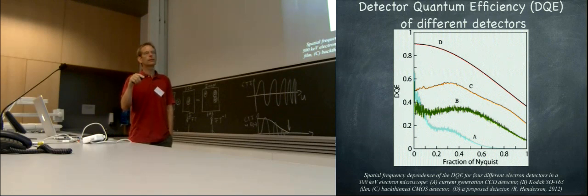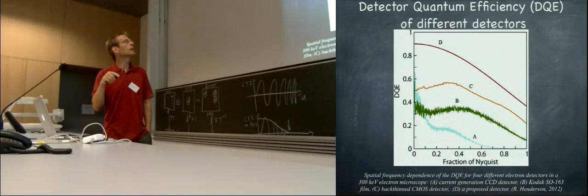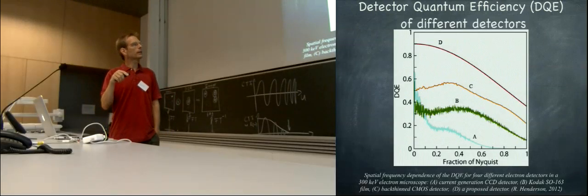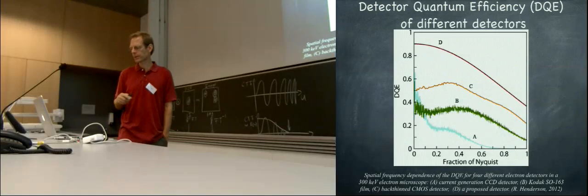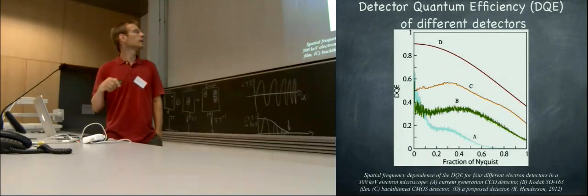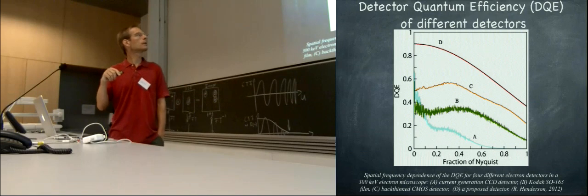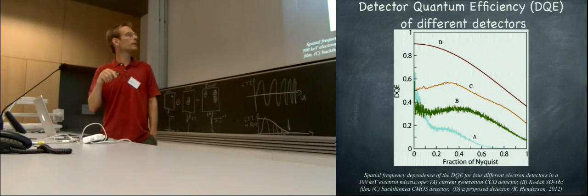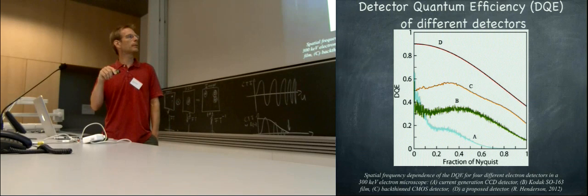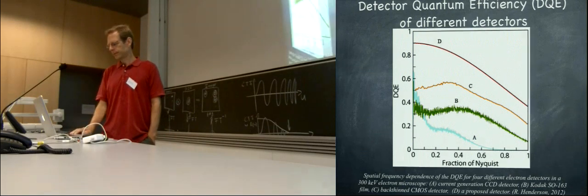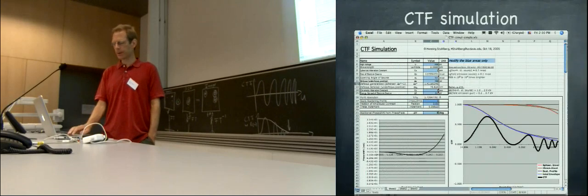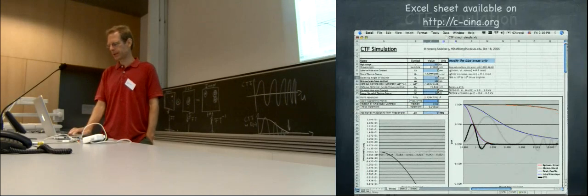If you would have a Falcon detector, €500,000 or so, or dollars, you would be better than film. And with a future generation super duper detector, you would even be better. Yeah. So we lose a lot at the detectors. And this is all at 300 kilovolts. If you use 100 kilovolts, then a CCD is usually still acceptable. And I showed you this CTF simulation Excel sheet.